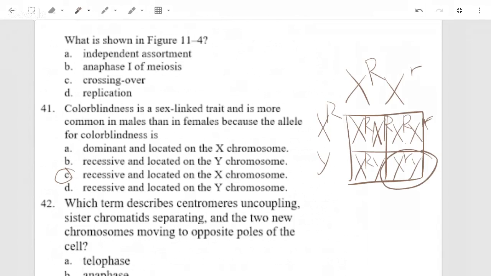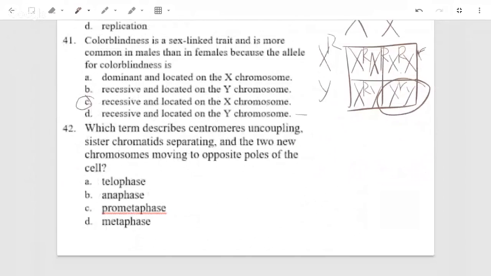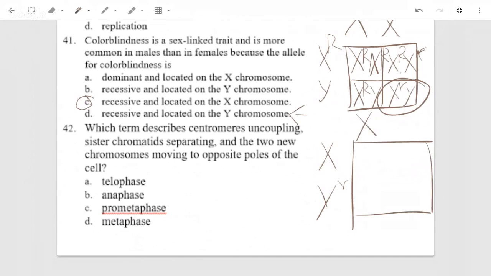So let's say you guess that it's on the X chromosome, recessive on the X chromosome. Let's see if that works out really quick. So it's color blindness. We'll say little r or big R, I guess it could be either, really. So there's a mom, and we'll say she carries it.